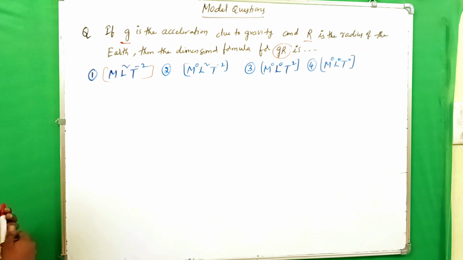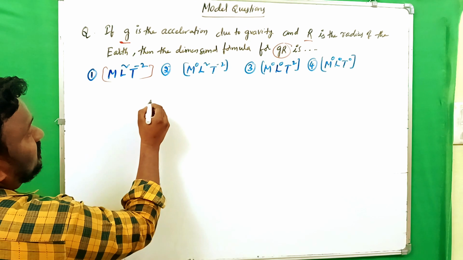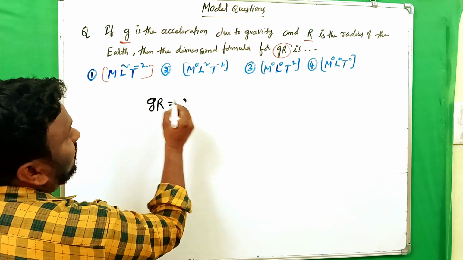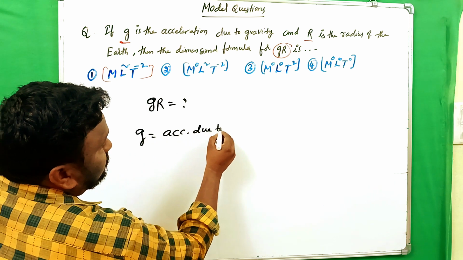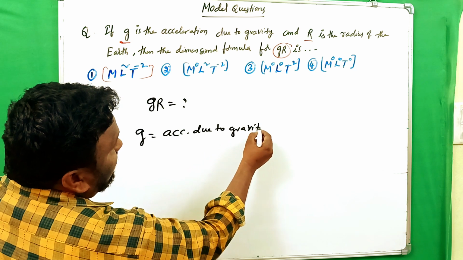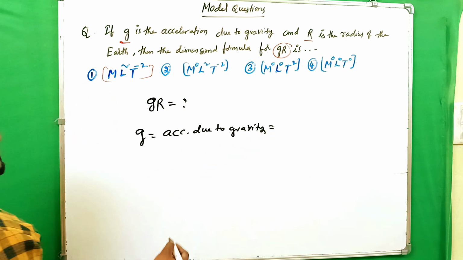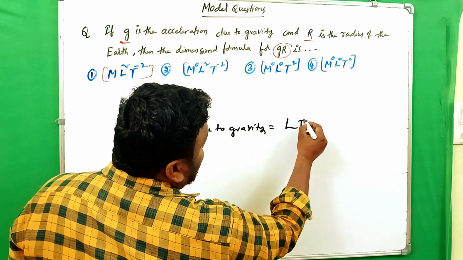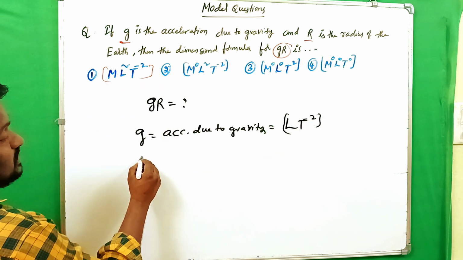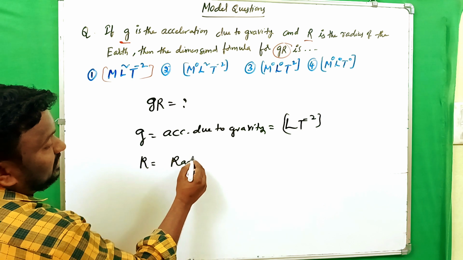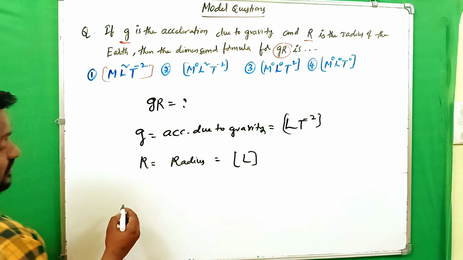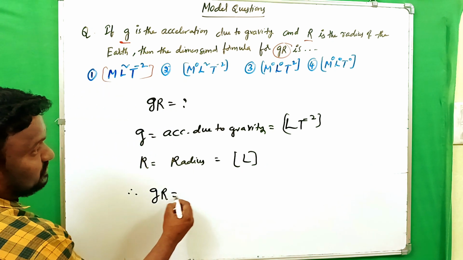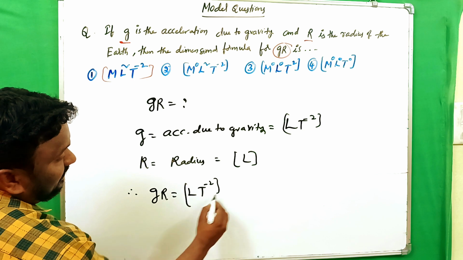So what was given? G is the acceleration due to gravity, and R is the radius. Then what is the dimension formula of GR? So what is G? Acceleration due to gravity, that is quite similar to the dimension formula of acceleration, that is L T inverse 2. And R, radius, is nothing but length, so its dimension formula is L. Therefore GR is equal to L T inverse 2 and L.